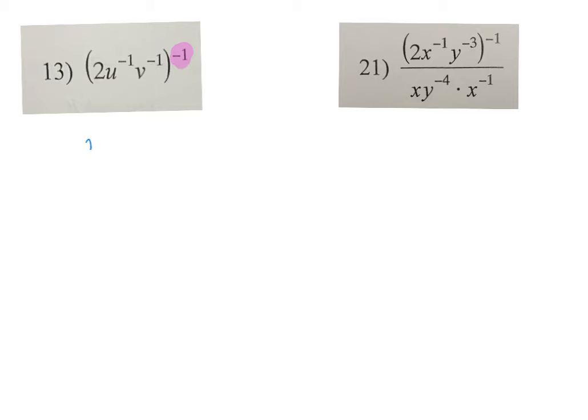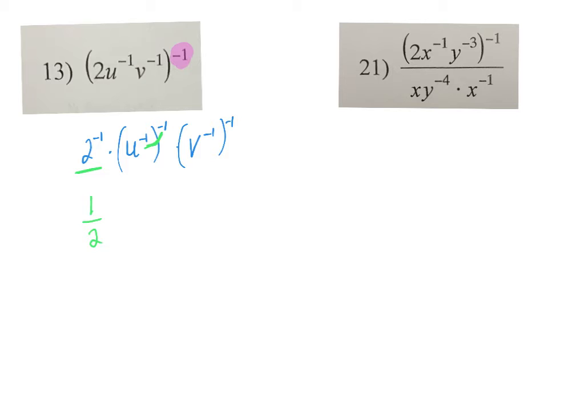And so I'm going to say 2 to the negative 1, u to the negative 1 raised to the negative 1, and then v to the negative 1 raised to the negative 1. And I'm going to simplify these individually. So my negative 1 here puts that into the denominator. Before I do anything here, I want to multiply those because it is a power to a power.